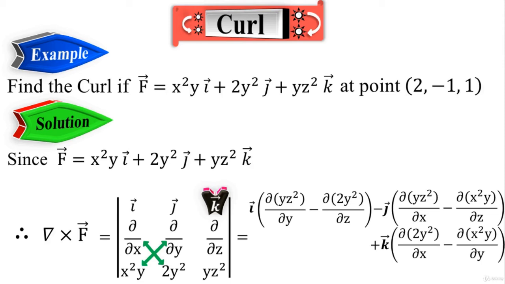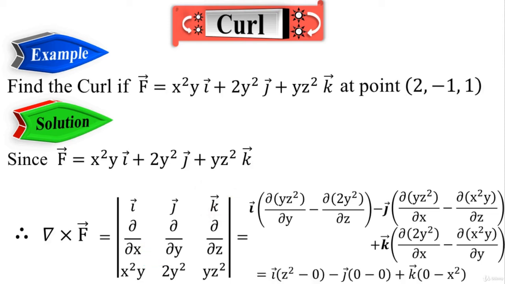Take their derivatives, where the derivative of this term with respect to y is z squared, and the derivative of this term with respect to z is 0, and the derivative of this term with respect to x is 0. The derivative of this term with respect to z is also 0. The derivative of this term with respect to x is 0, and the derivative of this term with respect to y is x squared, to have i z squared minus k x squared.